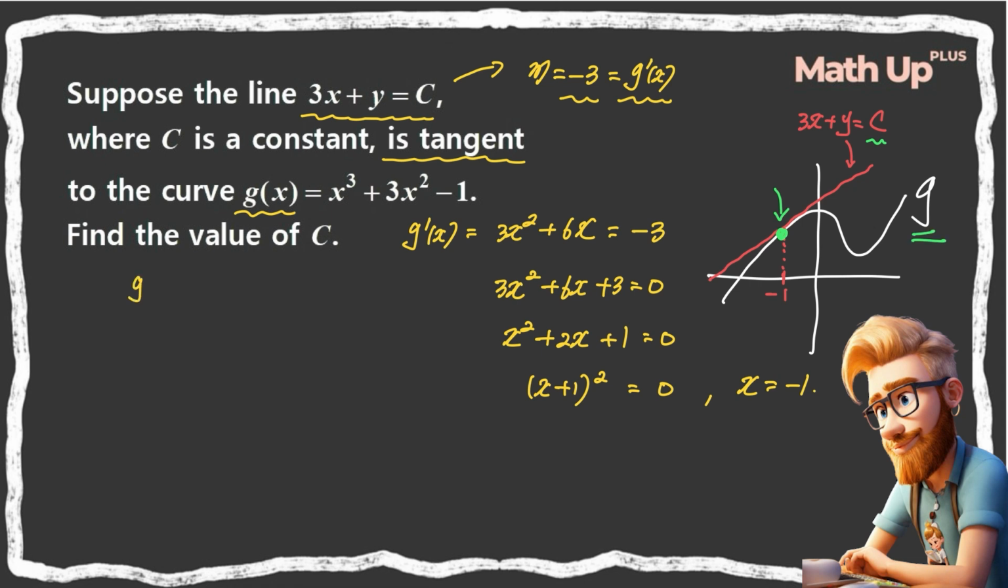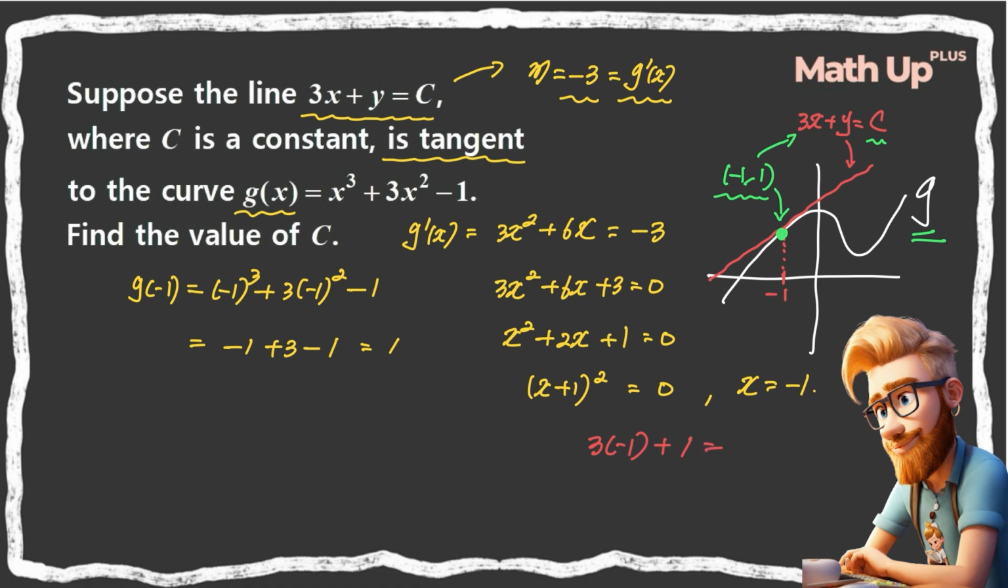So if we substitute -1 for x in the function g, then our y coordinate is 3 times -1 squared minus 1. That's -1 plus 3 minus 1. That is 1. So we know that this coordinate is (-1, 1). Now use this x and y coordinate to find the value of c. Substitute -1 for x and 1 for y. So the value of c is equal to -3 plus 1, which is -2. That's our answer.